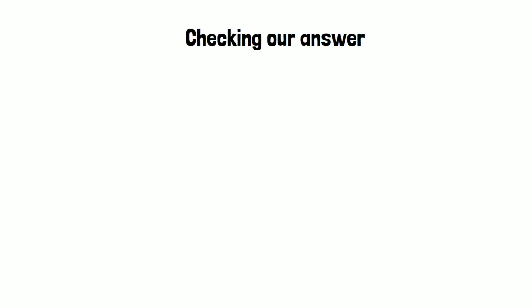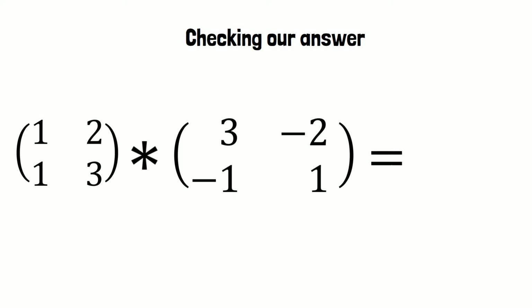We can check if our answer is correct by multiplying matrix A by the inverse of matrix A. If we get the identity matrix, we have found the right answer. We use the standard rules from matrix multiplication here. When we multiply the first row of A with the first column of the inverse, we get 1 times 3 plus 2 times -1 equals 1. When we multiply the first row of A with the second column of the inverse of A, we get 1 times -2 plus 2 times 1, which equals 0.